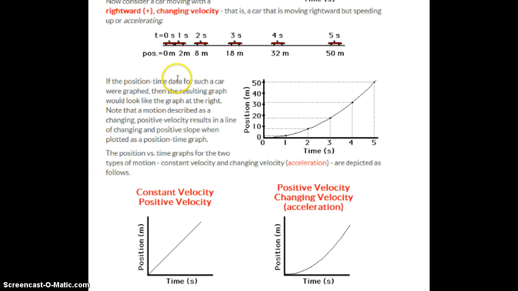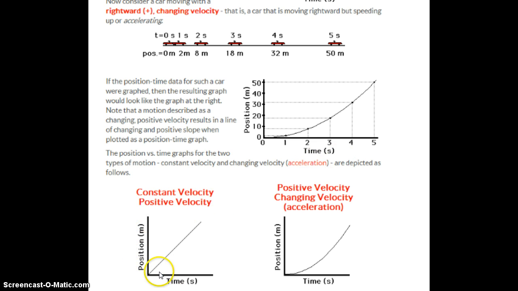If the position time data for such a car were graphed, the result would look like this one here to the right, and it would be curved upwards. Note that motion described as a changing positive velocity results in a line of changing and positive slope when plotted as a position time graph. So the position time graphs for the two different types of motion we looked at, constant velocity and changing velocity, are depicted as follows.